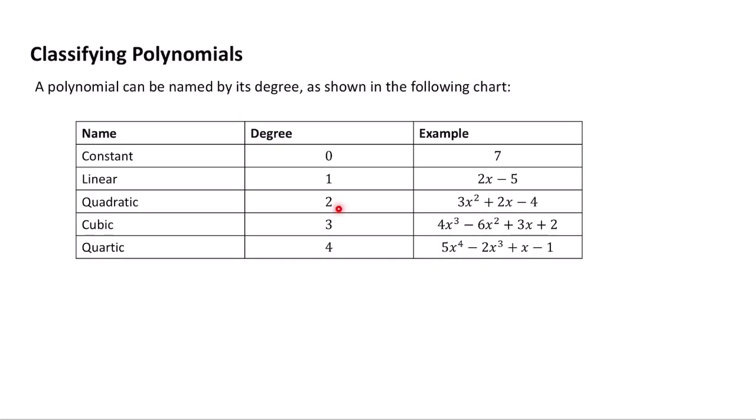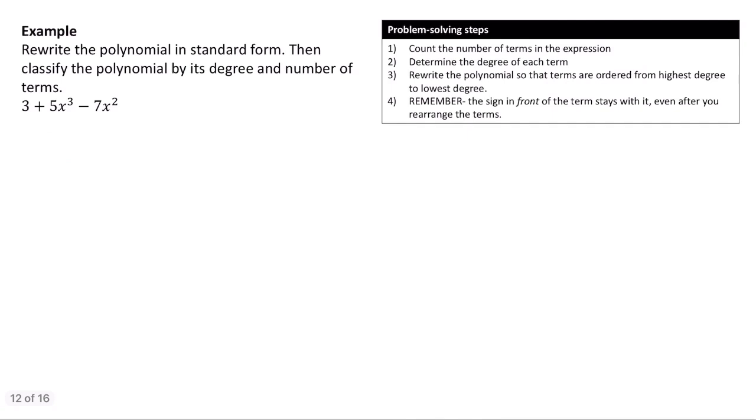If it has an overall degree of 2, then it's quadratic, like 3x squared plus 2x minus 4. Overall degree is 3, then it's cubic, like 4x cubed minus 6x squared plus 3x plus 2. Overall degree is 4 is quartic, so if we have 5x to the fourth minus 2x cubed plus x minus 1. Obviously, this list can go on forever, but I just listed out the common ones that we'll see in this class. So let's practice by rewriting this polynomial in standard form and then classify the polynomial by its degree and number of terms.